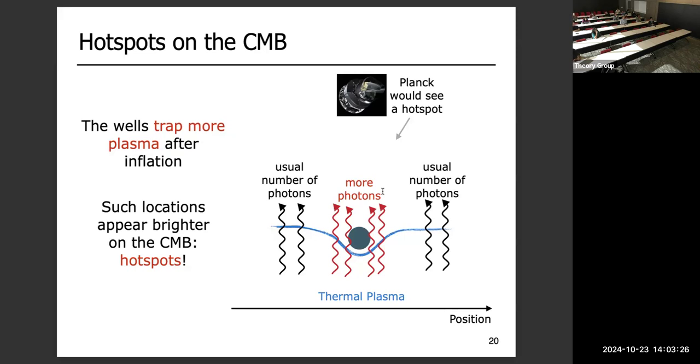And that means when CMB decoupling happens, this region would emit more photons compared to the neighboring regions. So if you were to scan the neighboring regions and this region, you would see more photons coming from this region. In other words, you will see a bright spot on the CMB. Okay? So this is the basic idea.